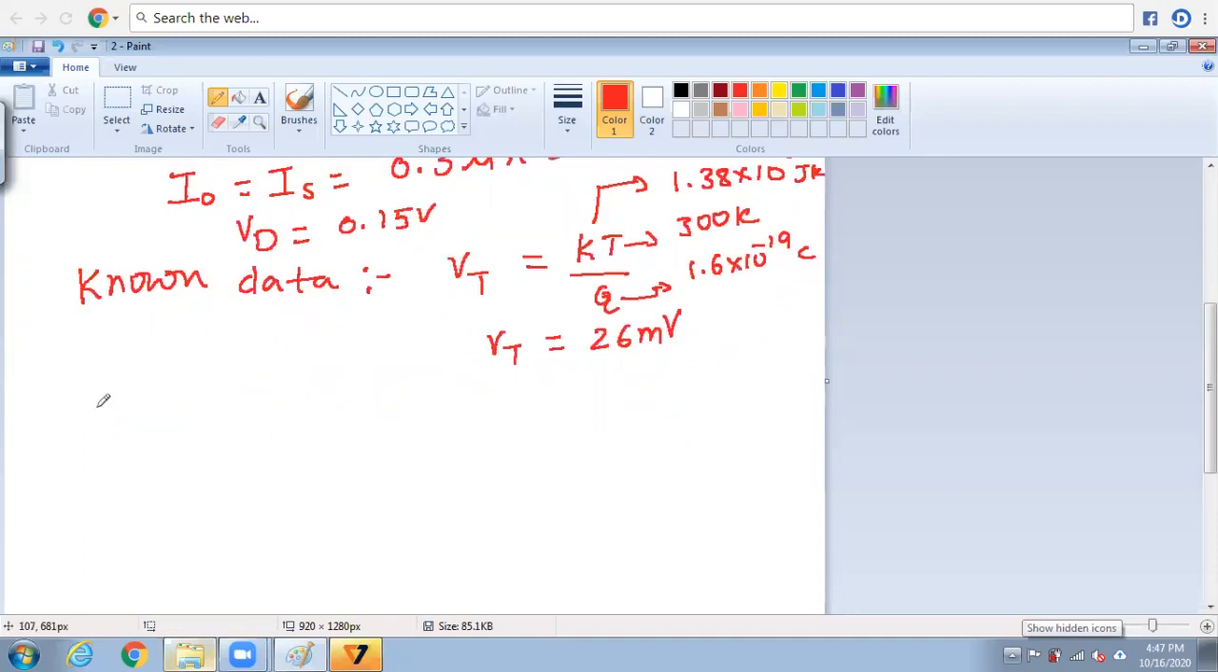Now you have to write one more side heading, that is called formula.